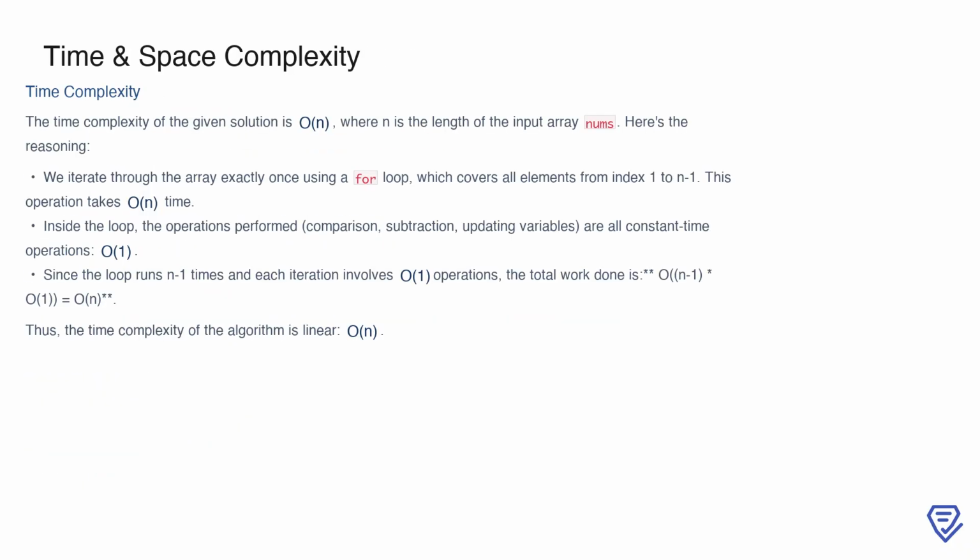The time complexity of this solution is O(n), where n is the length of the input array nums. This is because we iterate through the array exactly once using a single for loop. The loop runs from index 1 to n-1, which means it processes all elements except the first one. Each iteration of the loop involves only constant time operations, such as comparisons, subtractions, and updating variables. Since the loop runs n-1 times and each operation inside the loop is O(1), the total time complexity simplifies to O(n-1) * O(1), which is equivalent to O(n). This makes the algorithm linear in complexity, meaning its runtime scales directly with the size of the input array.